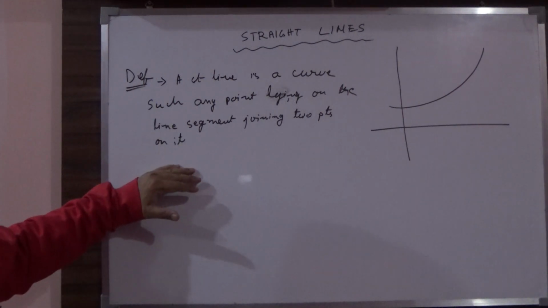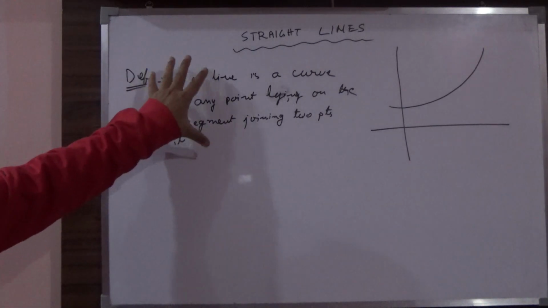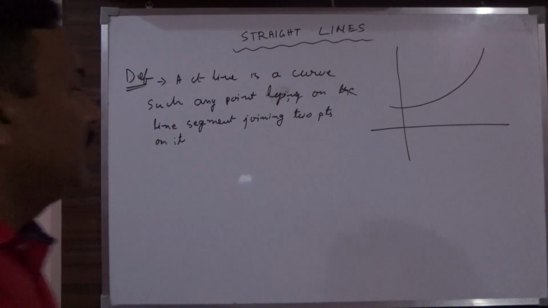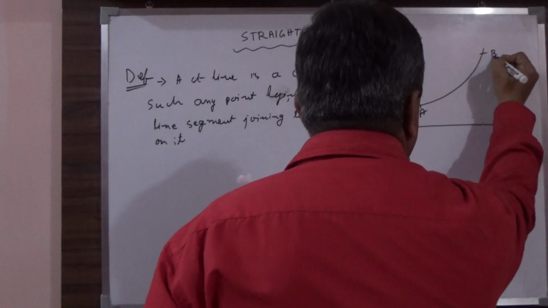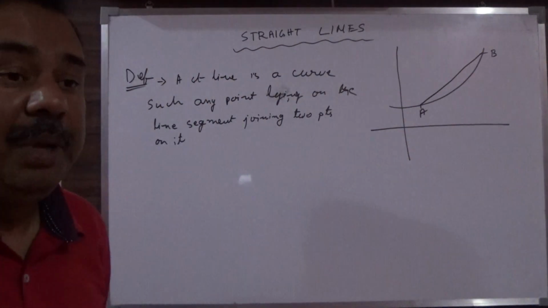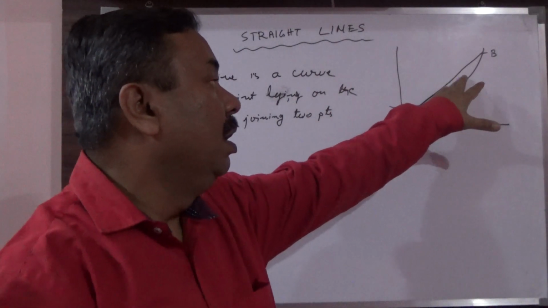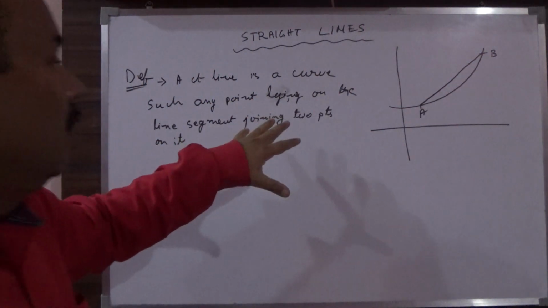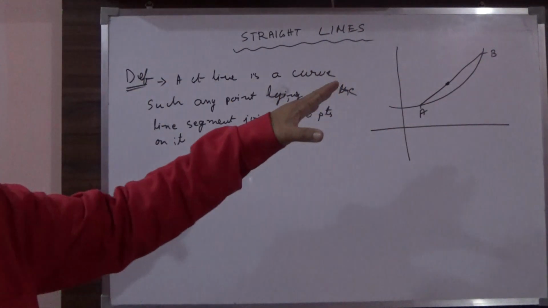I am stopping the definition at this point. I will continue further. First, understand this thing: any point lying on the line segment. For example, suppose this is one point A and this is another point B, and this is the line segment AB. Obviously, I have not taken it to be on the curve. So any point on this line segment, obviously this will be a straight line. AB is a straight line.